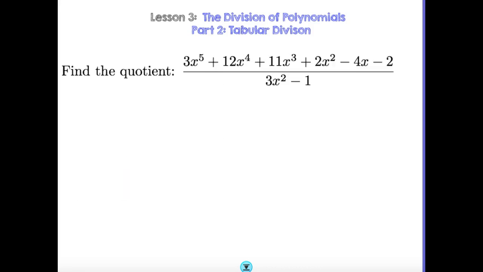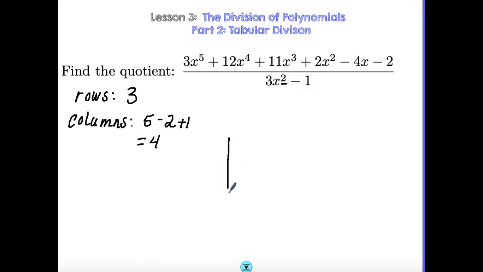And so let's look at, we're going to find the quotient here. Look how big this numerator is. 3x to the 5th plus 12x to the 4th plus 11x cubed plus 2x squared minus 4x minus 2, all over 3x squared. So the number of rows we're going to need is 3. It's 1 more than the denominator's power. The number of columns that we're going to use is the numerator's power, which is 5, minus the denominator, so 5 minus 2 plus 1, so that's going to be 4.